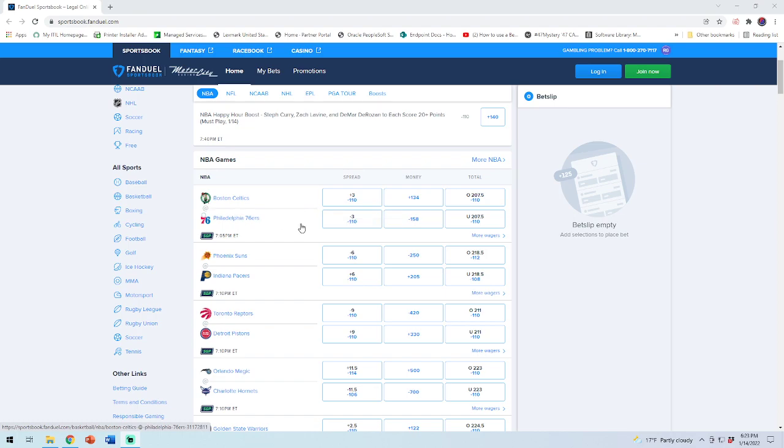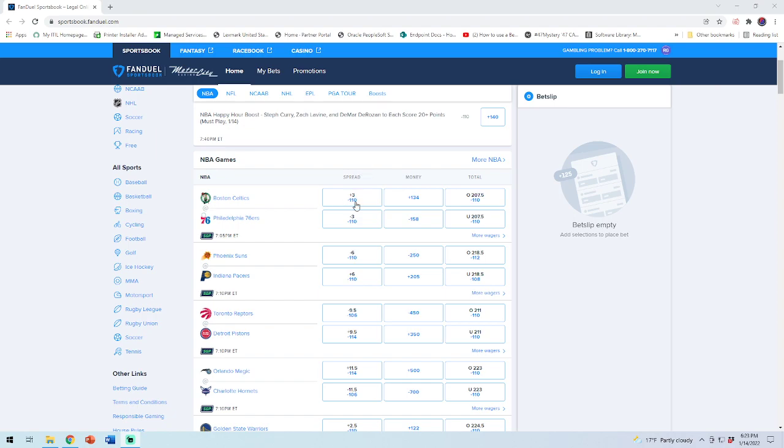So when you're laying the points, you're basically saying, I don't care what the points are. I'm still taking the favored team to win. And if you're taking the points, that means that you're taking those 3 points and betting that the Celtics will either win the game outright or lose by less than 3 points.